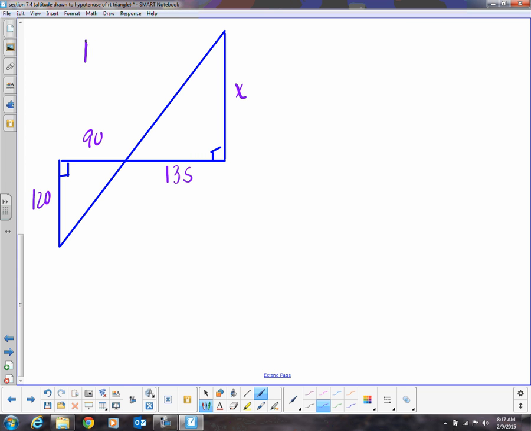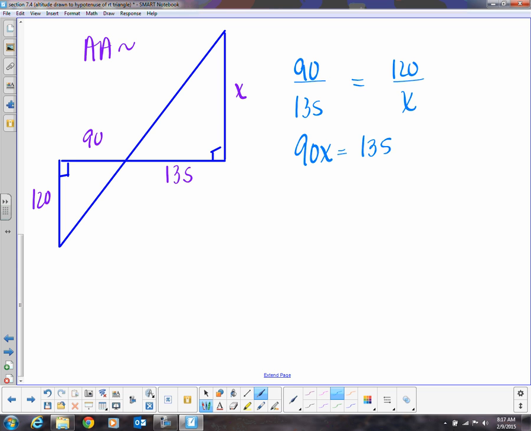Why does this have to be angle? Why couldn't it be side, angle, side? Well, there's two sides, but do we know that side? So we can't see if those are in proportion. So if I do small, 90 is small, 120 is small. What corresponds to 90? What corresponds to x? I should say 120. So you've got 90x is equal to 135 times 120.